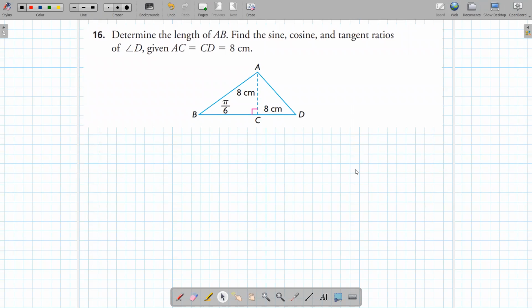So they want the length of AB. AB is the hypotenuse here. So AB is the hypotenuse. And find the sine, cosine, and tangent ratios of D, given that AC is CD equals 8.